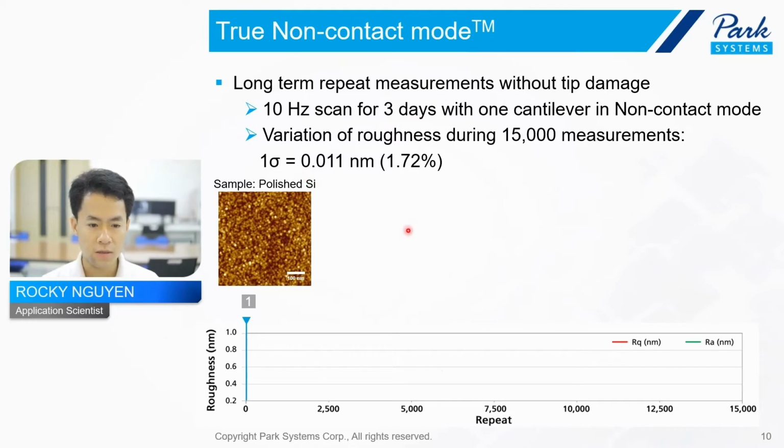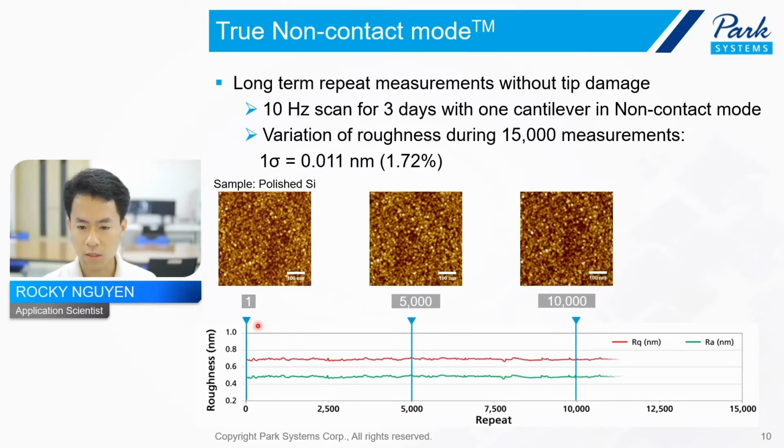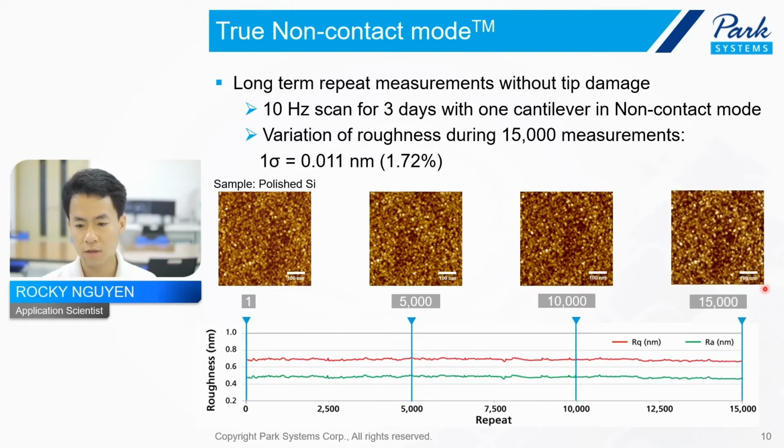And you can see the example on the polysilicon wafer. After 5,000 cycles, 10,000, or even 15,000, the surface roughness of the sample remains similar, and so does the imaging quality. So this means that we can perfectly maintain the non-contact status between the tip and the sample.